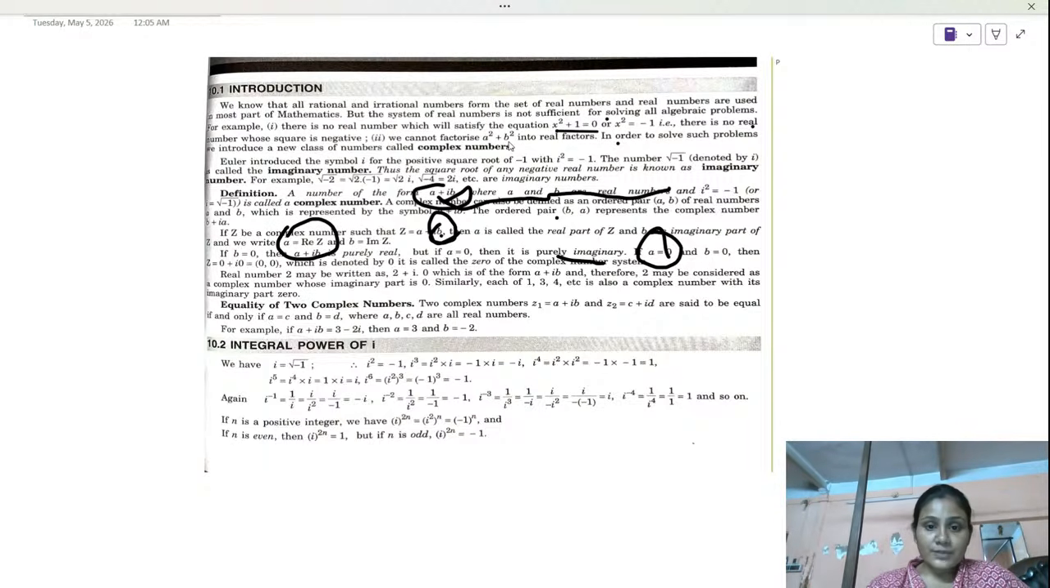Suppose there are two complex numbers. These two complex numbers will be denoted by Z1 is equal to a plus ib, Z2 is equal to c plus id. Okay. These two are complex numbers. If it says that these two complex numbers are equal, then their real parts will be equal among themselves. That means a should be equal to c.